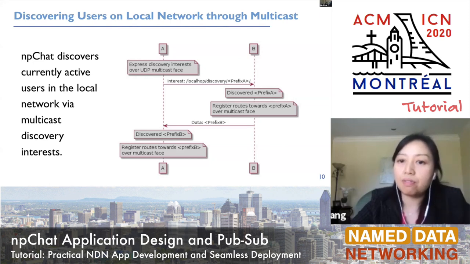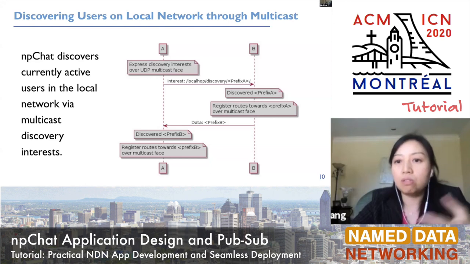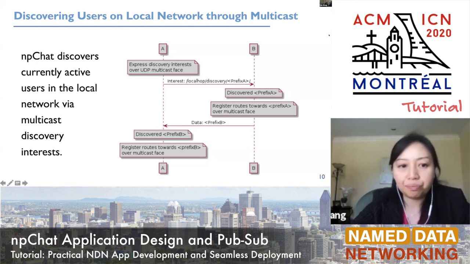And once they receive another Interest, they basically reply with their own prefix. This way they discover each other's npChat prefix and they establish routes towards each other to continue their communication. This is how they can discover users. Then after that, they can send friendship requests to become friends.